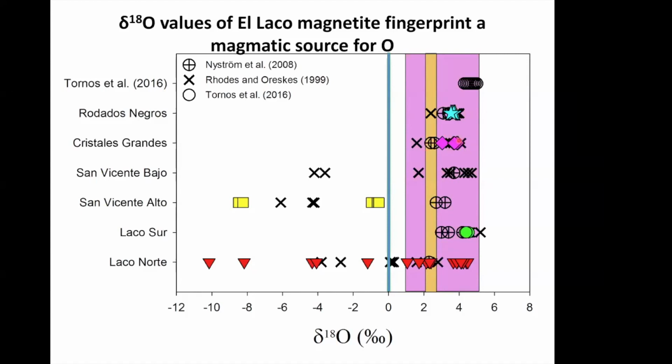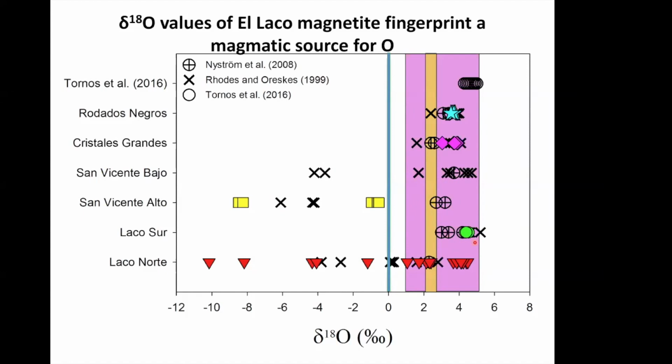All of the data for Cristales Grandes are similar. Most of the data for San Vicente Bajo too, except for two data points from Nystrom et al. For San Vicente Alto, our data plus data from Rhodes and Oreskes do not plot within the field for magmatic hydrothermal oxygen isotopes.